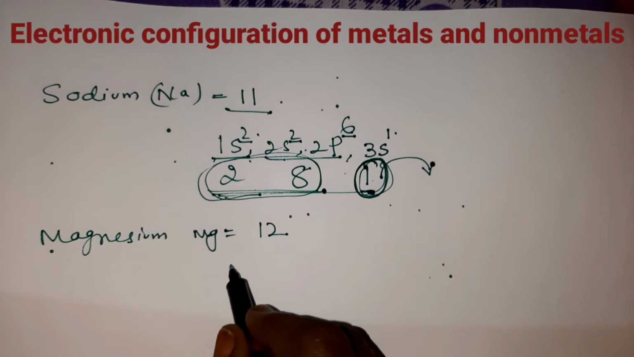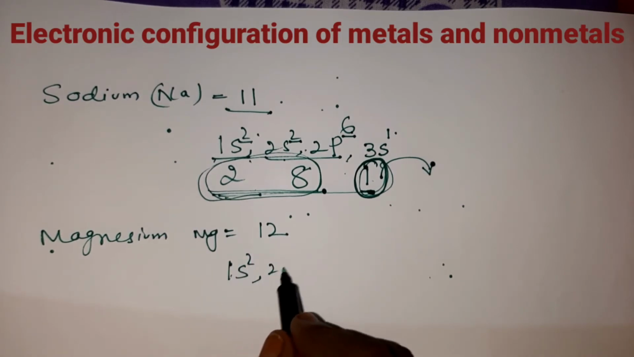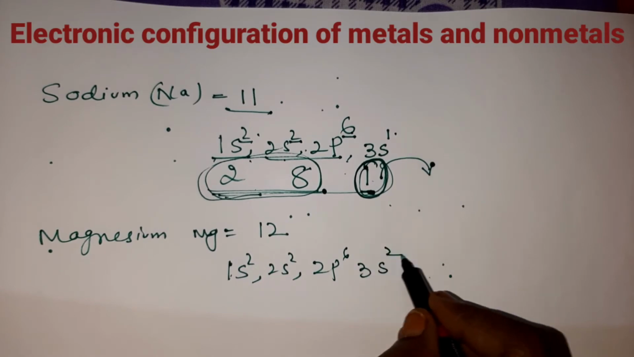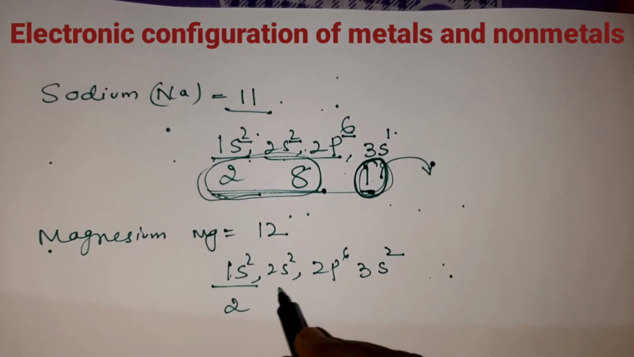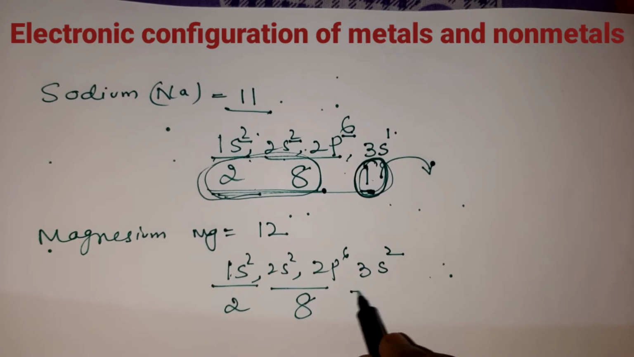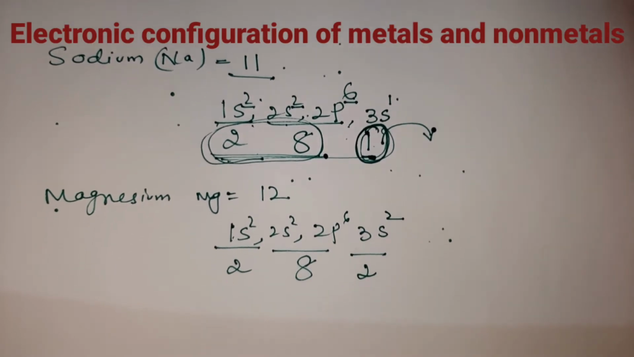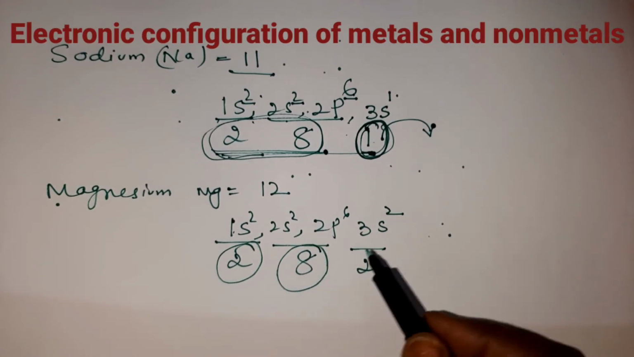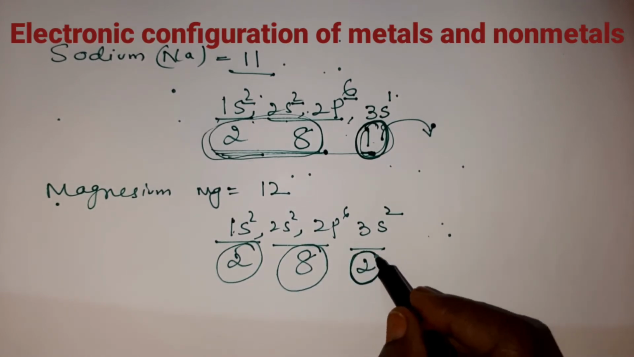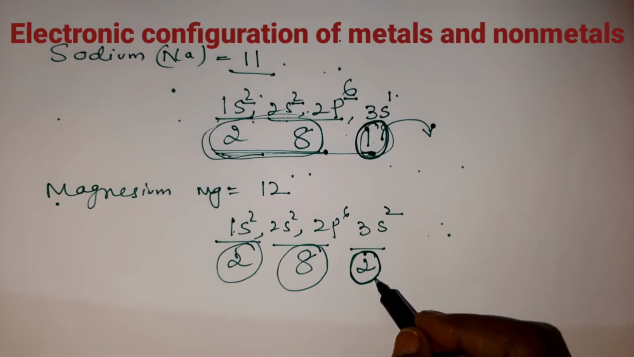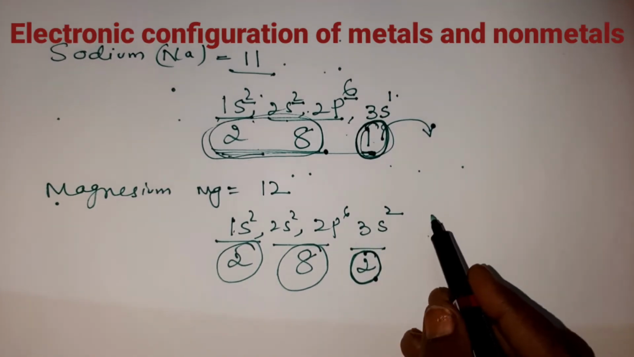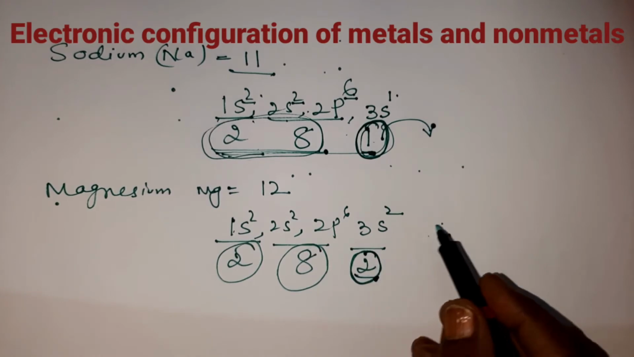Okay, children? So how do you write electronic configuration? 1s2, 2s2, 2p6, 3s2. Okay, children? First shell 2 electrons, second shell 8 electrons, third shell 2 electrons. Here first shell is completely filled, second shell 8 electrons, third shell 2 extra electrons are present in the valence shell or outermost shell. So during ionic bonding or ionic formation, the 2 electrons are lost.